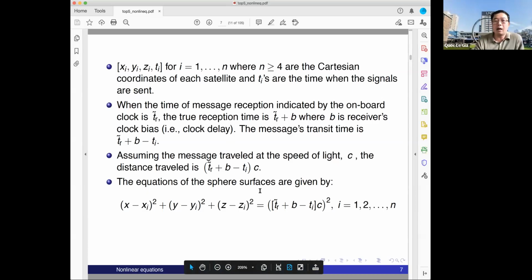See, so now we go back to the slide. The xi, yi, zi, and ti are Cartesian coordinates of each satellite, right? And ti is the time when the signals are sent, the timestamp. And then the time received is r, right? And b is the clock bias, the clock delay between the receiver clock and the true clock somewhere. And then the message travels at the speed of light.